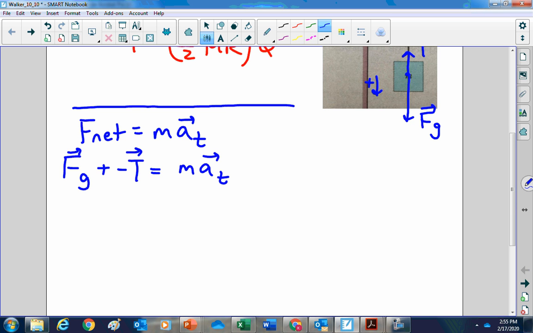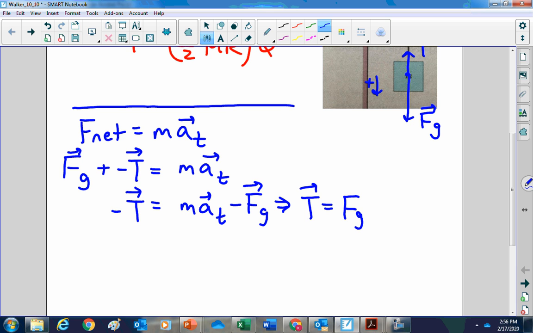And then I'm going to solve this for T as well. So negative T equals, subtract Fg from both sides, but then if I multiply this by -1 to get rid of the negative, this ends up being Fg minus m a_t. Okay. So now I have two equations for tension.